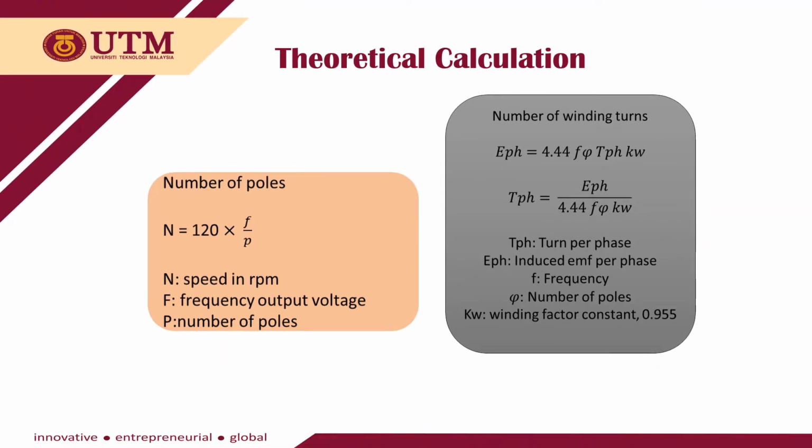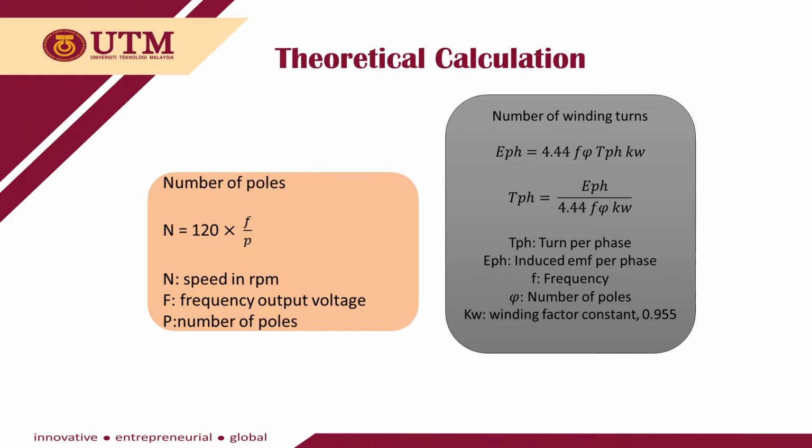For the theoretical calculation, these two are the formula used to calculate number of poles and number of winding turns. To calculate number of poles, N equals 120 times F over P. N is speed in RPM, F is frequency output voltage, and P is poles. The number of poles obtained here is 12.